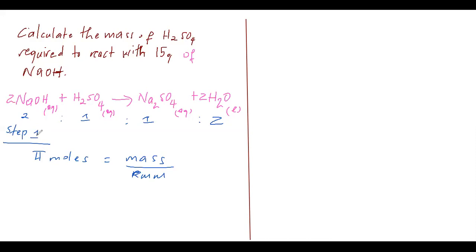NaOH. Okay, because that's the one they gave you the information for, right? So we're finding the moles for the NaOH. What's the RMM of the NaOH? 40. And they gave us a mass of 15 grams. So 15 grams divided by the 40 grams per mole is 0.375 moles.